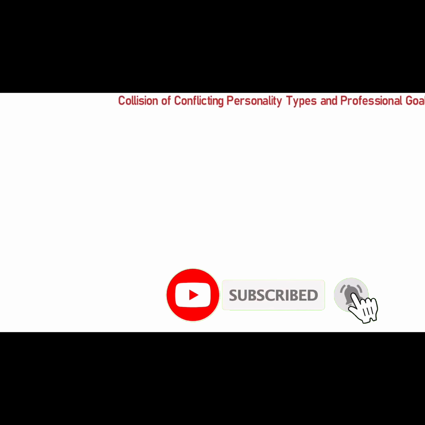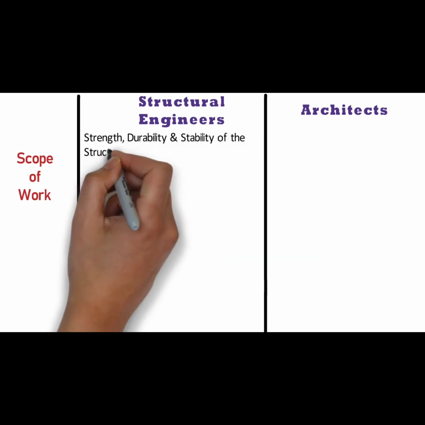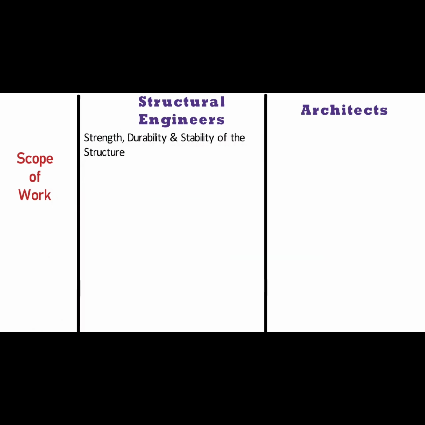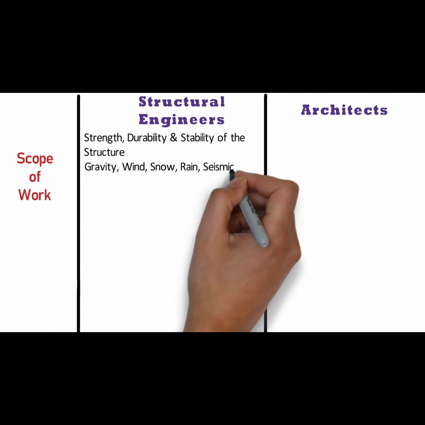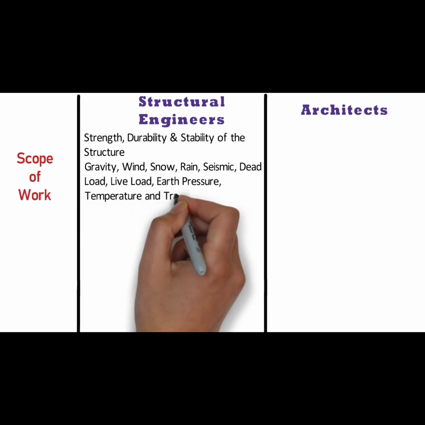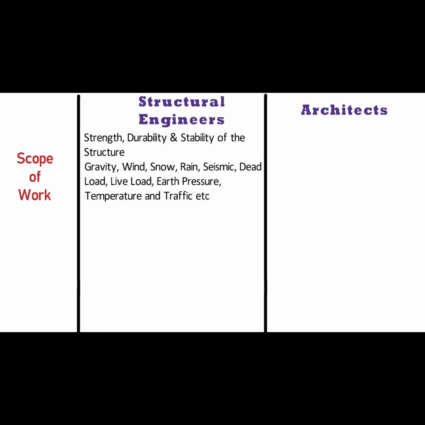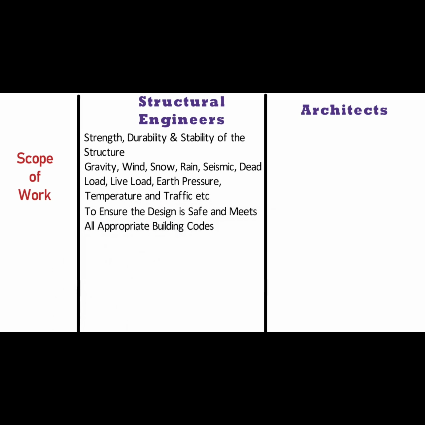So let us start. Scope of work. Structural engineers are responsible for the strength, durability and stability of the structure. They consider all the structural loads like gravity, wind, snow, rain, seismic, dead load, live load, earth pressure, temperature and traffic, etc. while designing the structure in order to prevent loss of injury or life. The structural engineer's main responsibility is to ensure the design is safe and meets all appropriate building codes.